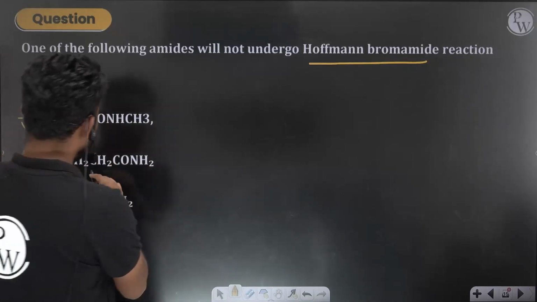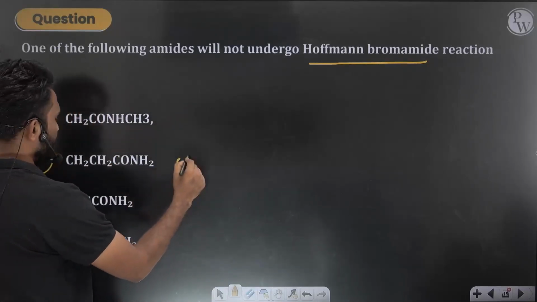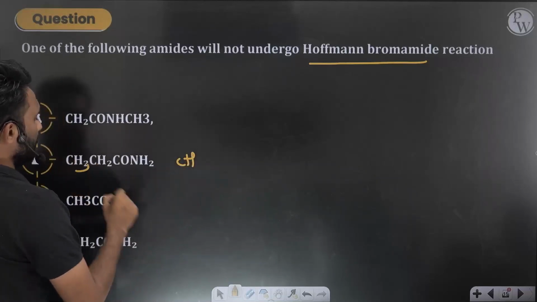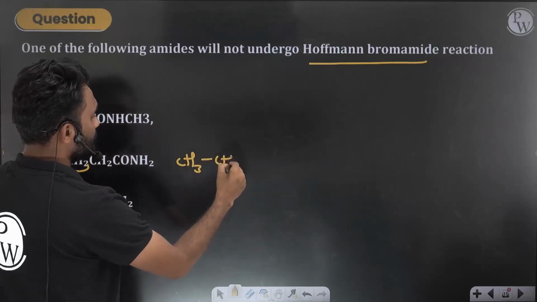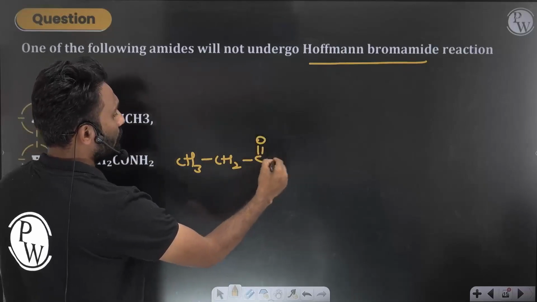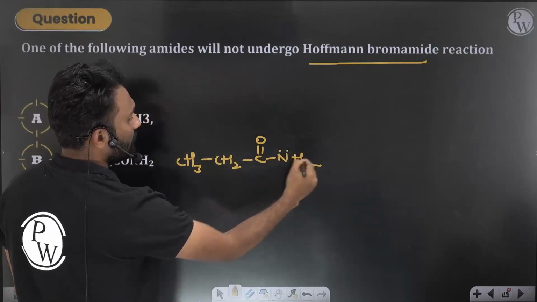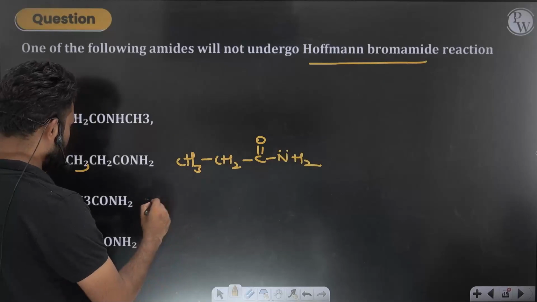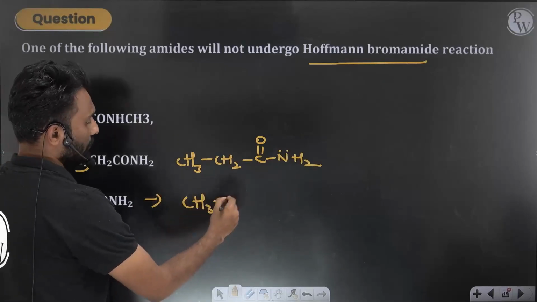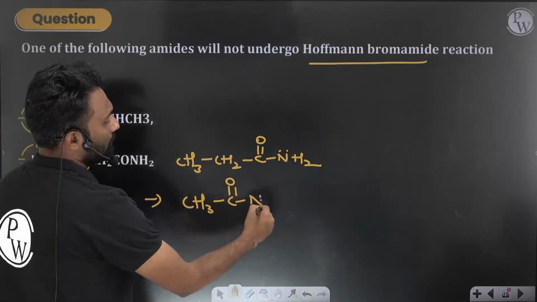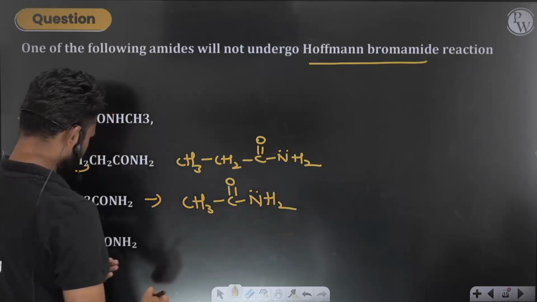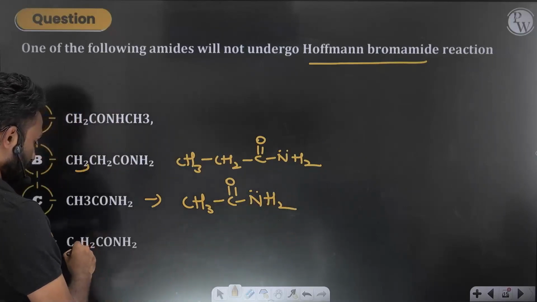Now when it comes to B, it is having the primary amide. This is CH3, CH3, CH2, C double bond O, NH2. Now here it is having the primary amide. Now if you take this one, here also it is having the primary amide. Now if you take this one also, actually this is CH3.